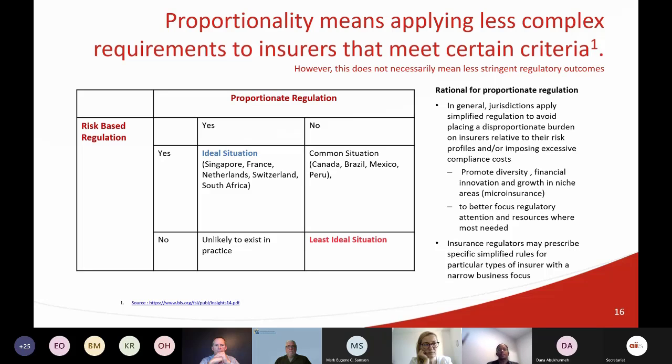In this table you can see that there are various regulatory approaches currently to proportionate solvency regulation. There's no internationally agreed definition of proportionality in the context of capital standards, so this has led to jurisdictions interpreting this concept differently. For example, in this example, Singapore has a standardized risk-based framework, but they also allow certain types of insurers, such as marine mutual insurers, to be eligible for a more simplified solvency regime.